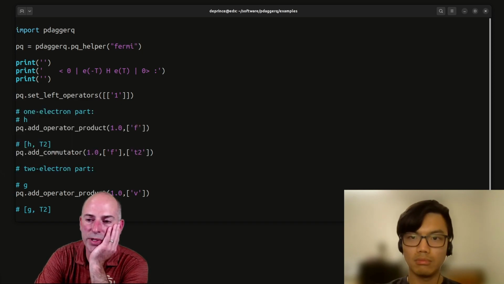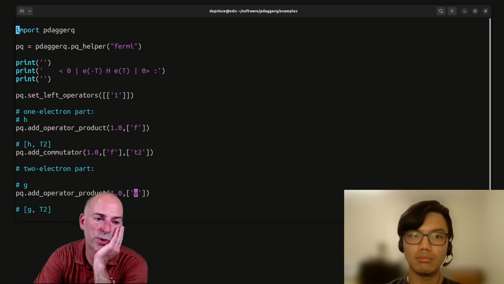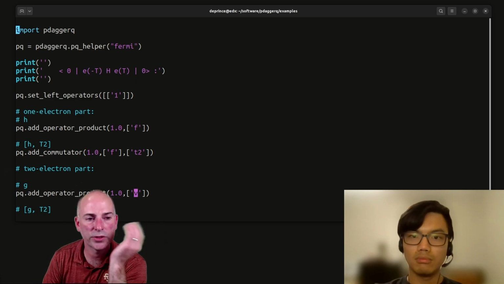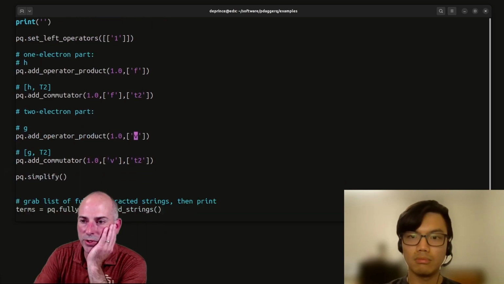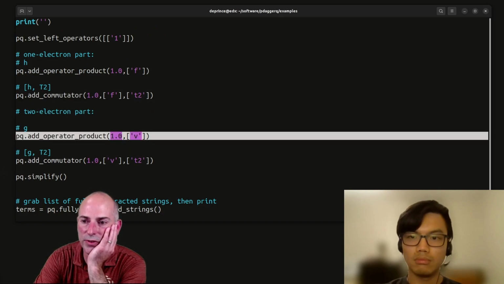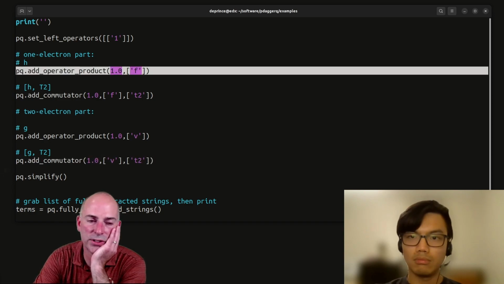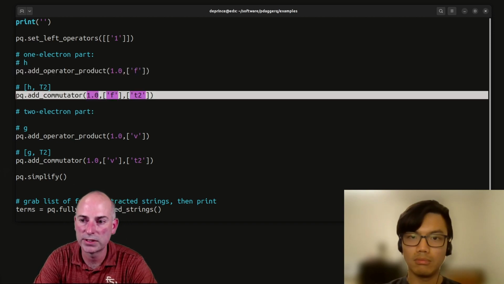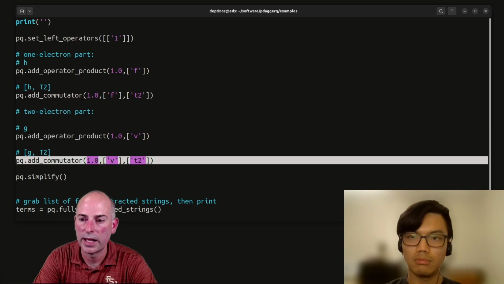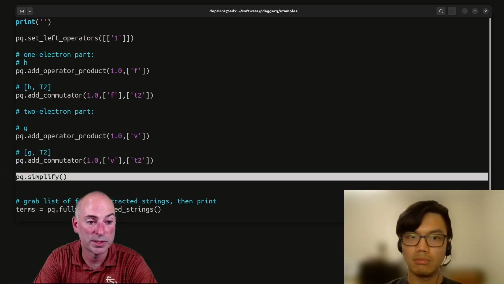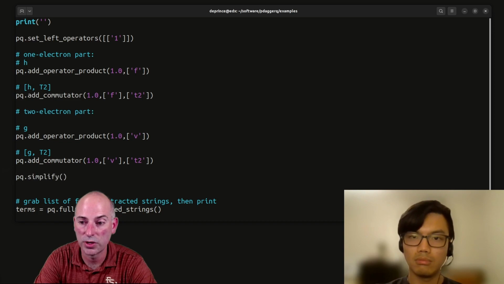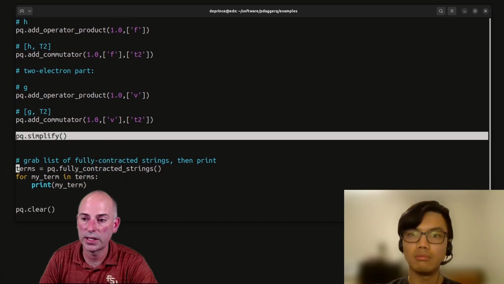Then there's the 2 electron bits that involve this thing V, which is the fluctuation potential. It's the 2 electron part of the Hamiltonian, and it has the part that's just the operator itself, and then the commutator with T2. So each time you call one of these functions, it adds a bunch of operators and brings them all to normal order, and it accumulates them as a list. At some point, you might want to say, okay, do any of these terms in my list cancel? That kind of thing. So you call the simplify function.